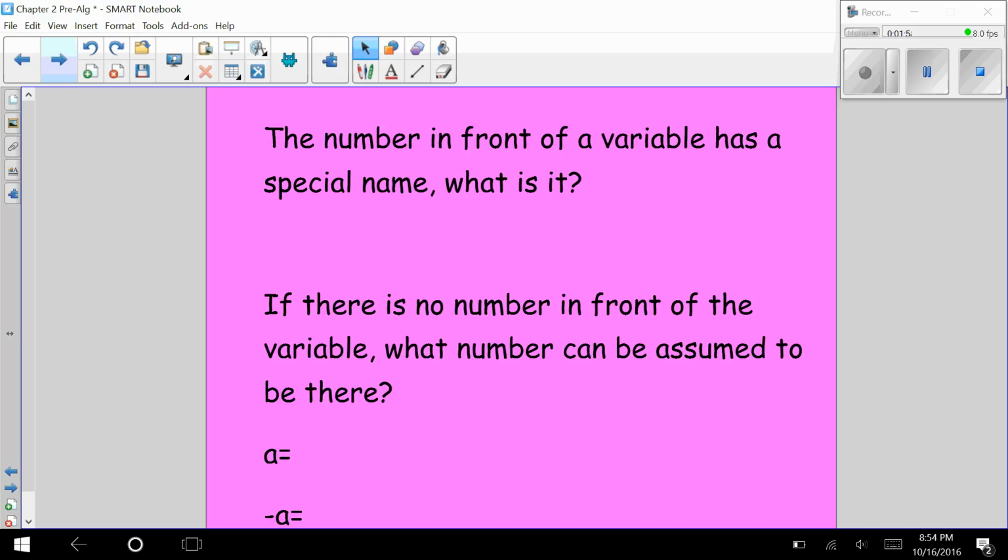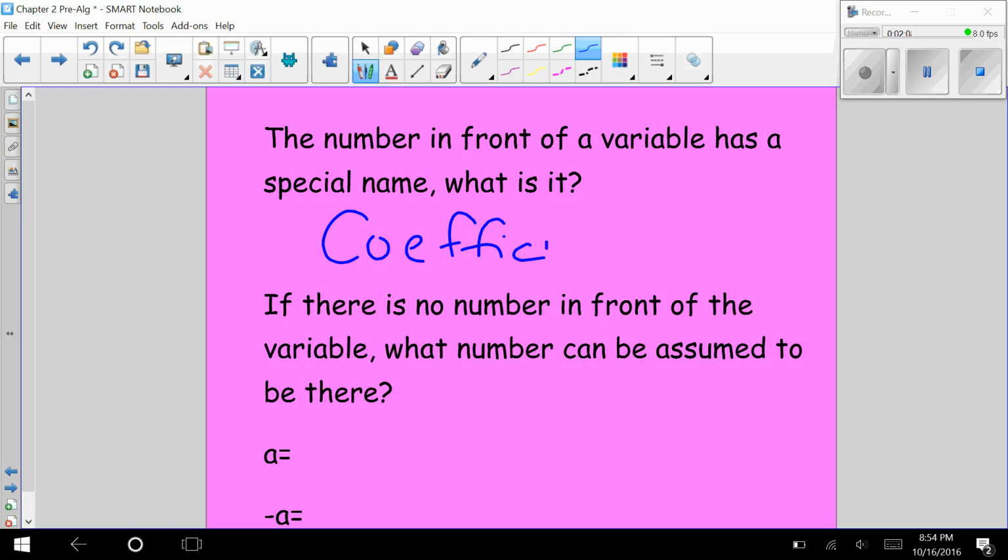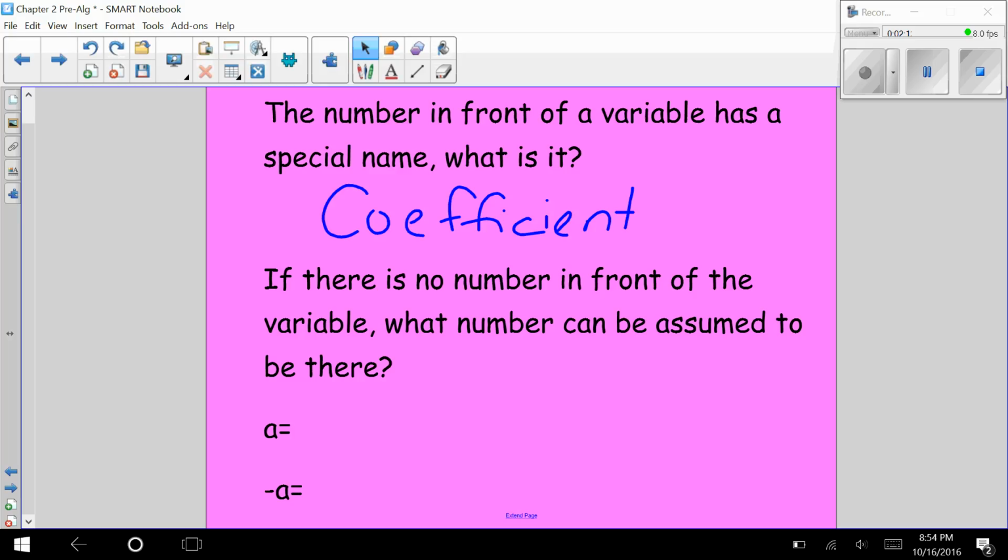So the number in front of a variable has a special name. If you can remember it, think of it now. If you couldn't remember, it is the coefficient. If there is no number in front of a variable, we assume there's a number. It's hiding there, it's kind of invisible. So if it's just an a, it's actually a 1a. And if it's a negative a, then it's a negative 1a.